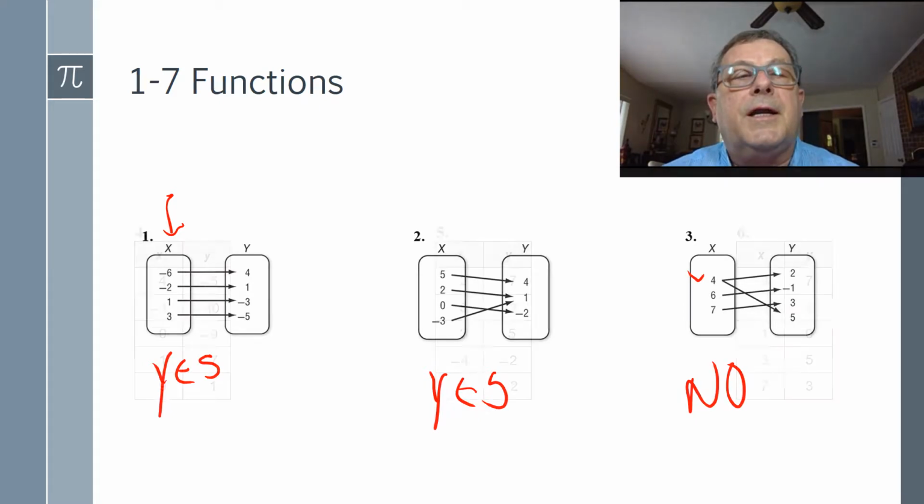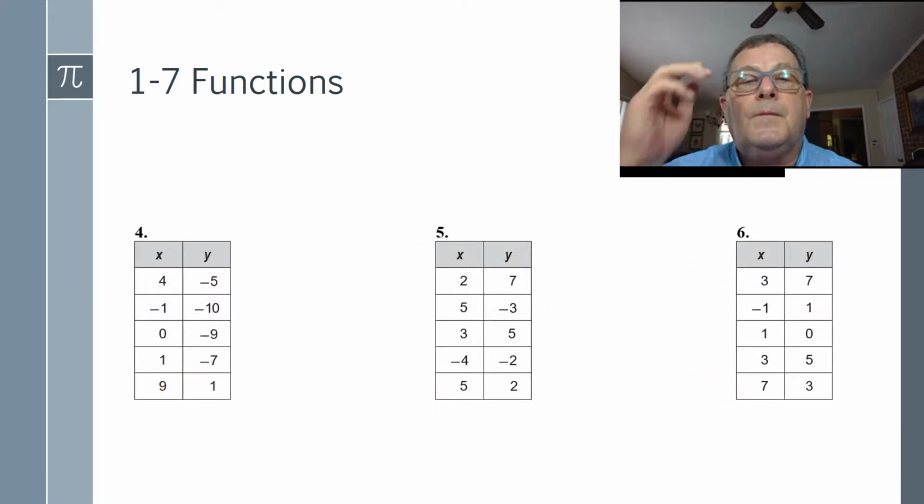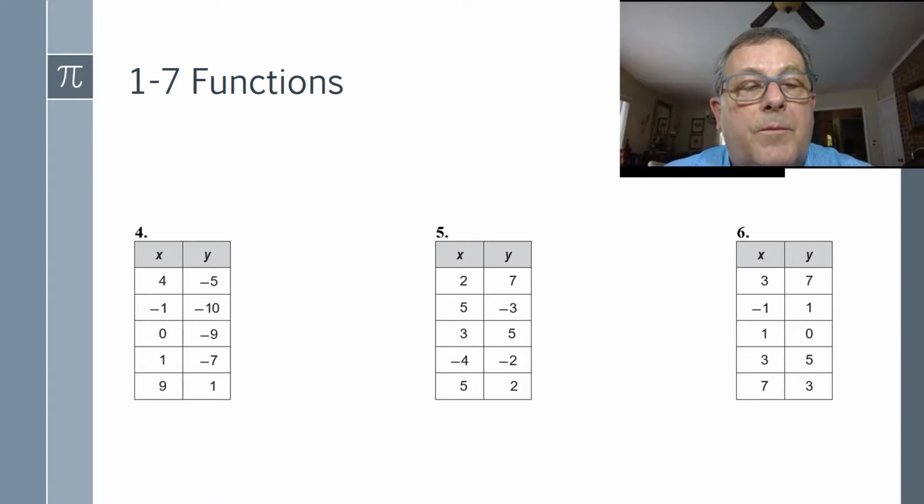So let's go look at a couple more. Now, here we see some representations in tables. Again, we've got x's and y's. We could call these input, output, domain, range, independent variable, dependent variable. All of those mean the same thing. We're going to try to determine by looking at these whether they are functions or not.